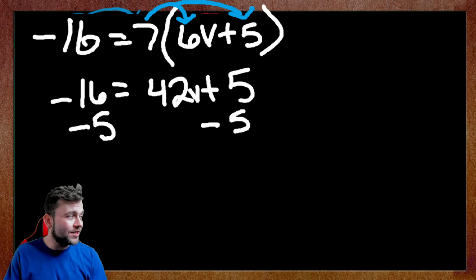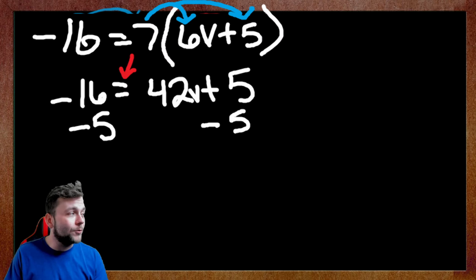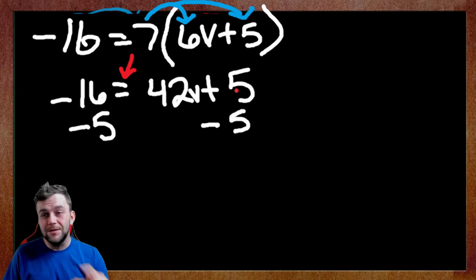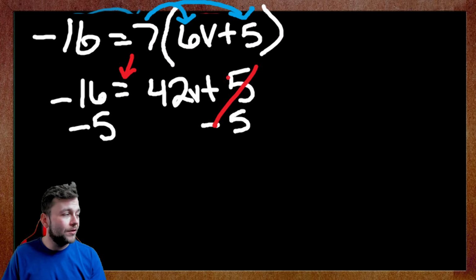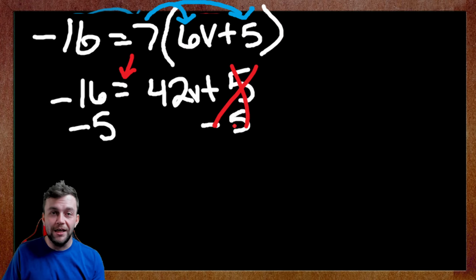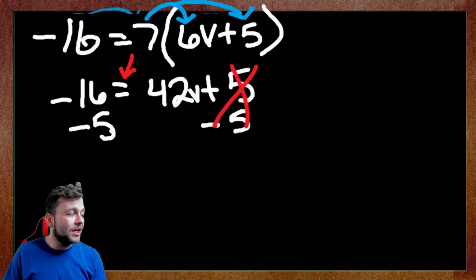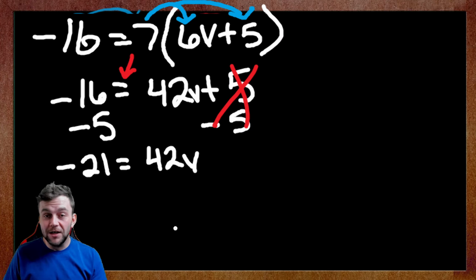This equal sign is incredibly important. Very, very, very important. And you have to maintain it. It's your job doing your homework to maintain the equal sign. But what happens? We have a positive 5 and a minus 5. Those cancel out. Negative 16 minus 5, so you're getting more negative, you're moving further negative. So negative 16 minus 5, that is a negative 21. And that equals 42v. All right, not too bad, right?